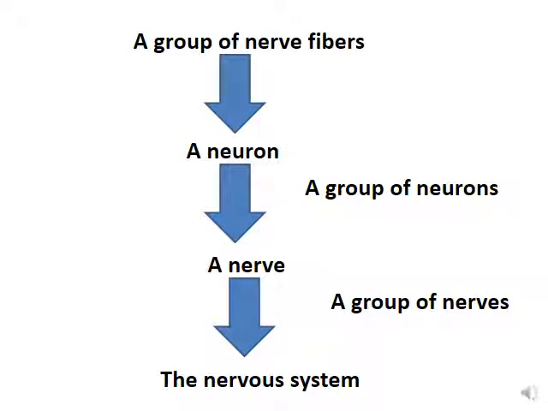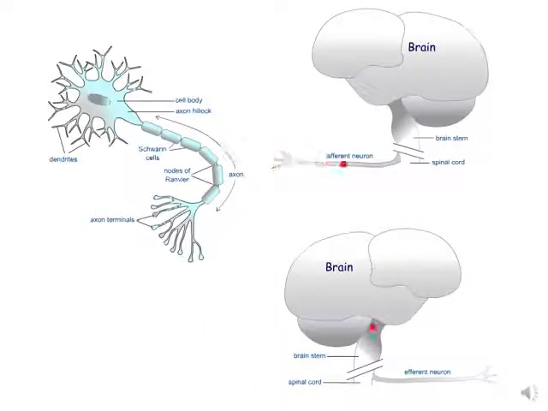So a group of nerve fibers forms a neuron. A group of neurons forms a nerve. A group of nerves forms what is known as the nervous system. So in this figure, we have the difference between the afferent neuron and the efferent one. The afferent neuron carries the message from the sensory neuron toward the brain, which is the central nervous system, while the efferent carries it back from the brain toward the effector organ to take the proper action.